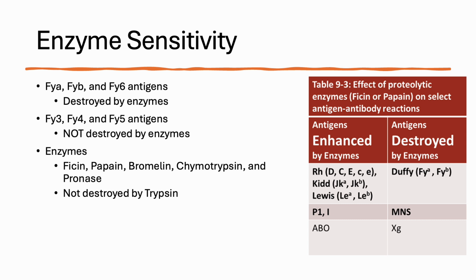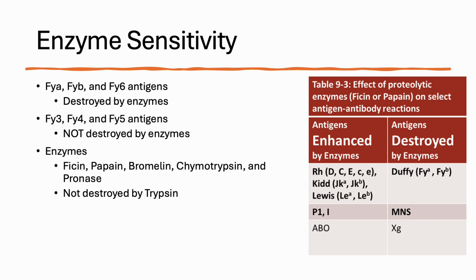So when we're testing for blood group antigens, it's important for us to understand how they react with enzymes. Some antigens are enhanced or destroyed when the red cells are treated with proteolytic enzymes like ficin, papain, bromelain, chymotrypsin, and pronase. So the Duffy antigens on this chart, FYA, FYB, and FY6, are destroyed by the enzymes. This means that if you treat those red cells with the enzymes and no reaction occurs, it's a good indication that the Duffy antigen has been denatured. So it's probably Duffy A, Duffy B, or FY6.